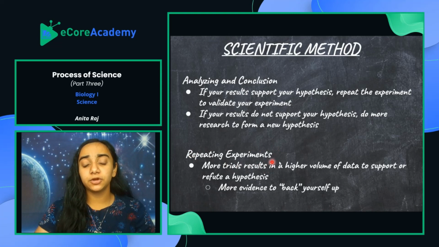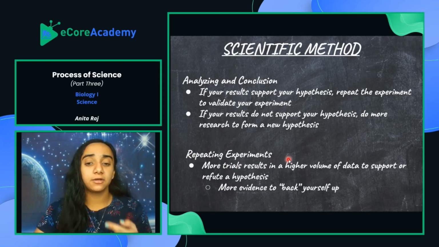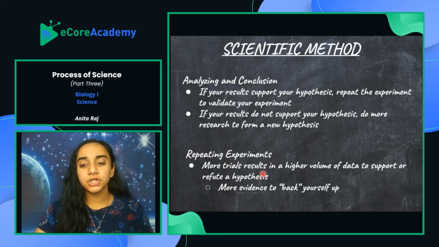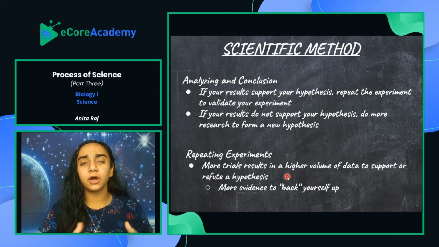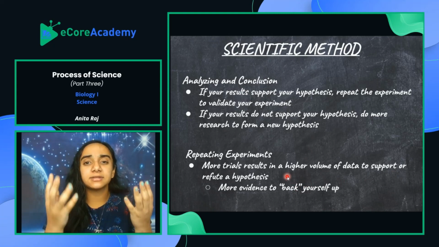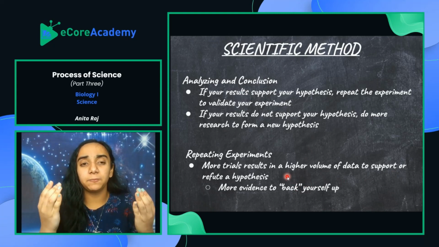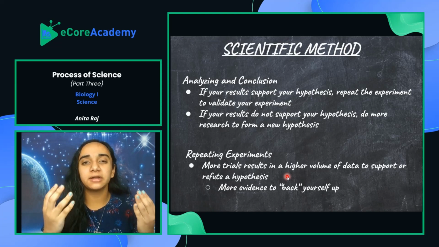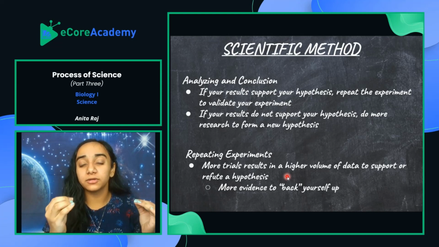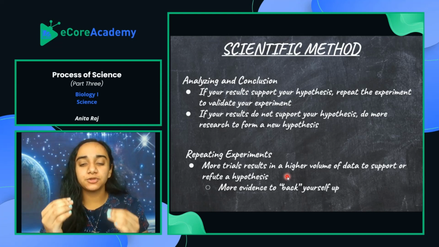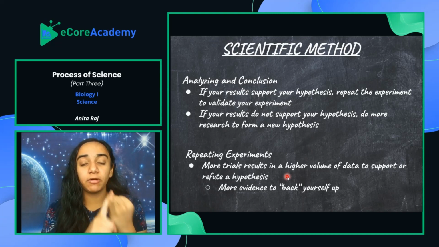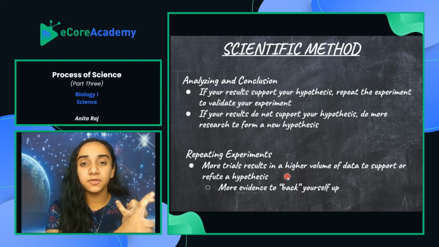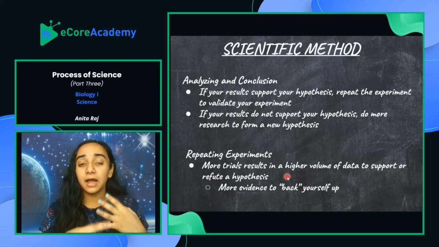So you want to repeat your experiment. So you want to do as many trials as you can. More trials results in a higher volume of data to support or refute a hypothesis. So the more trials you run, the more data you get. And in science, quantitative data, that is like gold. That is the currency. That is going to help you support whether your hypothesis is correct, or refute somebody else's hypothesis and say, no, they're incorrect and I'm correct.